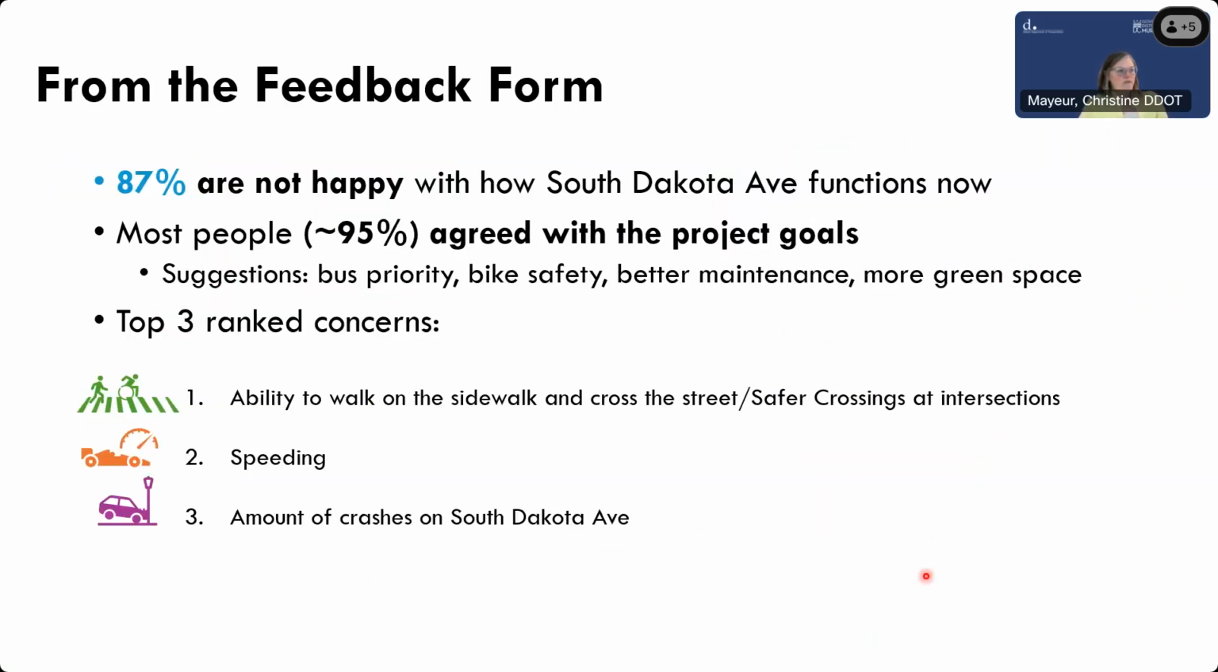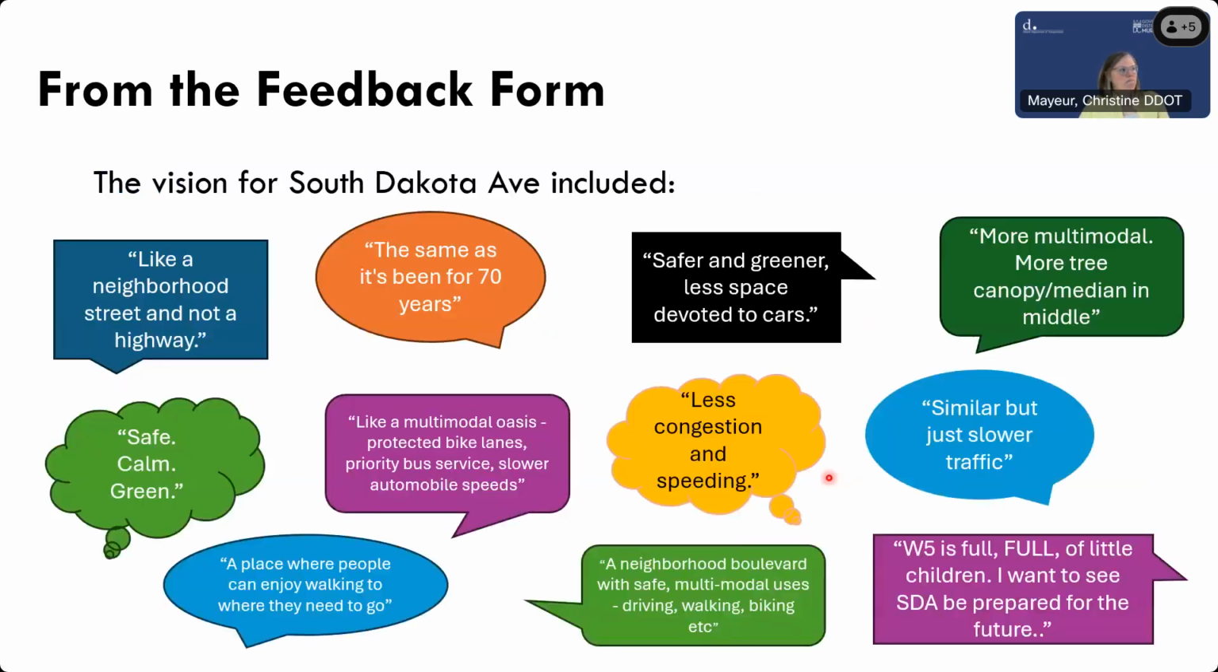On the feedback form, with 1,400 submissions, 87% from the questions that we asked you were not happy with how South Dakota Avenue functions now. Most people, about 95%, agreed with the project goals and even added some further, including bus priority, further bike safety, better maintenance, and more green space for the corridor. Our top 3 ranked concerns from that feedback form were the ability to walk on the sidewalk and cross the street, safer crossings, speeding, and then the amount of crashes on South Dakota.